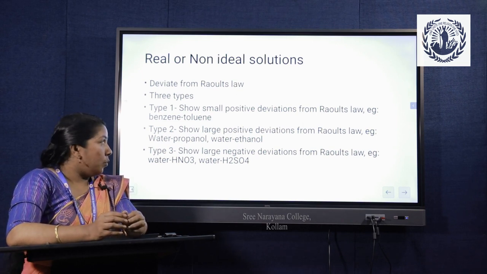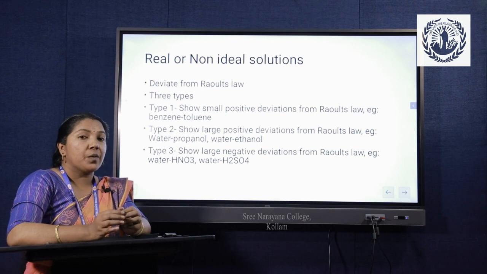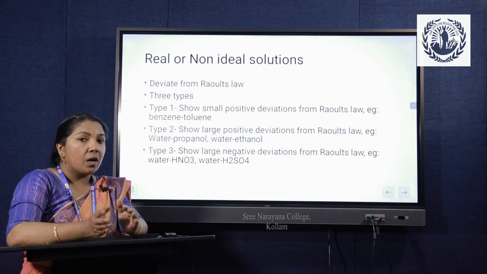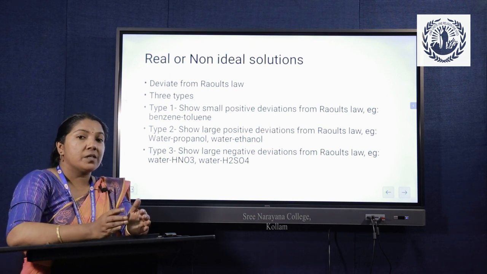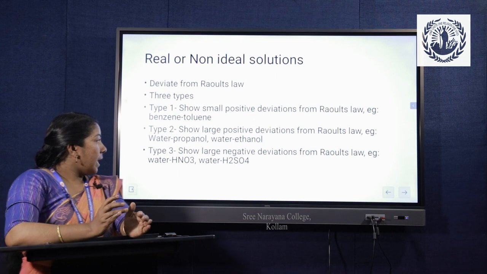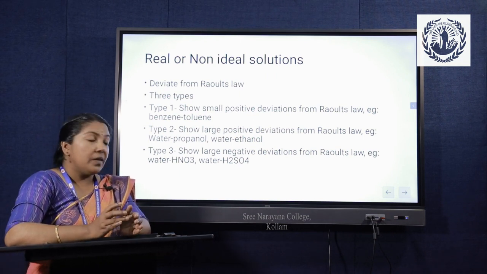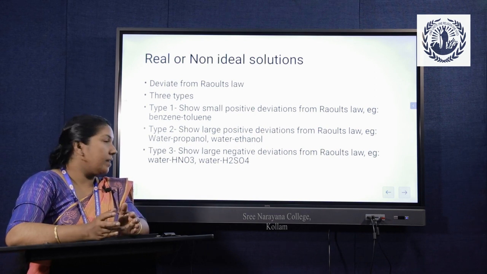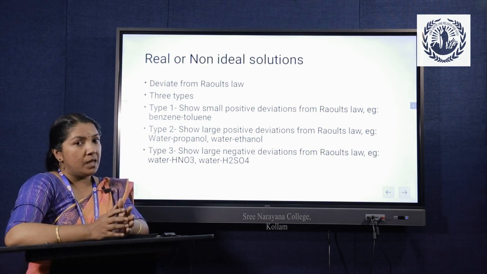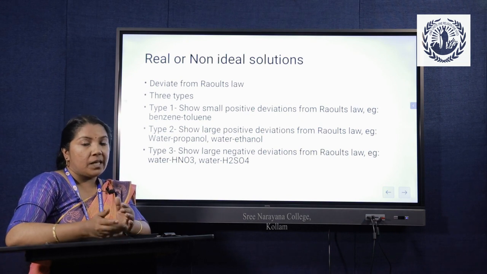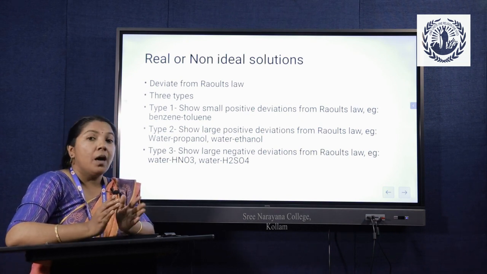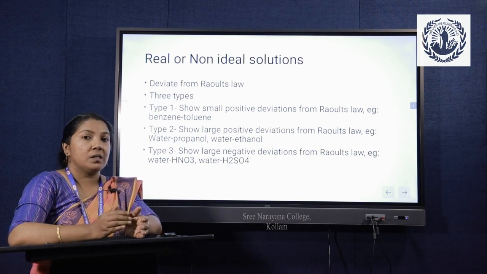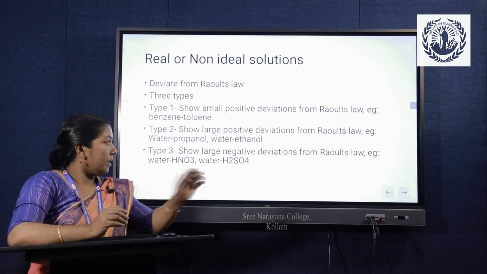Second category, type 2, they show large positive deviation from Raoult's law, for example, water and propanol, or we can say water alcohol combinations show large positive deviation from Raoult's law. Third one, type 3, show large negative deviation from Raoult's law, for example, acid water, water nitric acid or water sulfuric acid combinations. Now let us discuss the deviations, that is, the two types of deviations we have mentioned. One is positive deviation and another is negative deviation. Now let us discuss these deviations in detail in the coming slide.